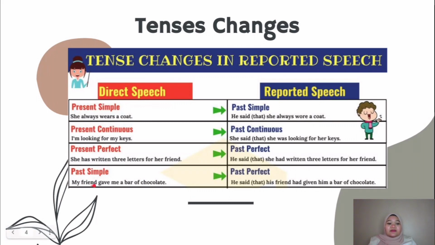So, past simple. "My friend gave me a bar of chocolate." When we change it to the past perfect, he said that his friend had given him a bar of chocolate, right? So the past simple of give is gave. When we want to change to the past perfect, it will become given, right? Give, gave, given. Okay.